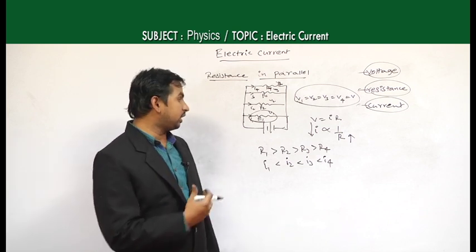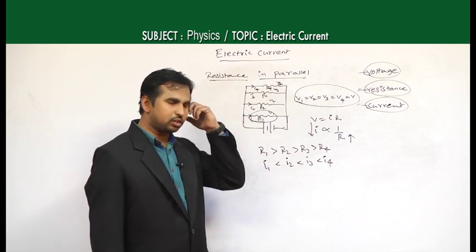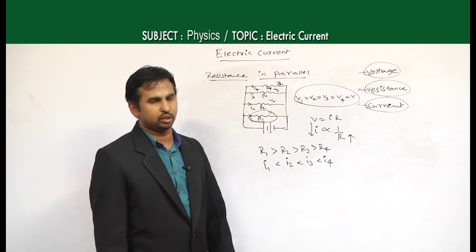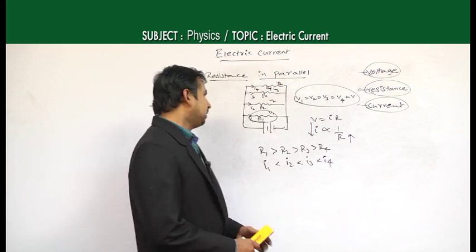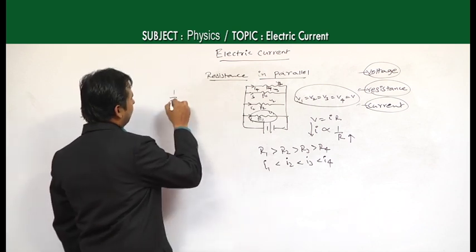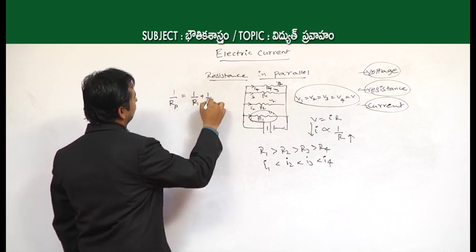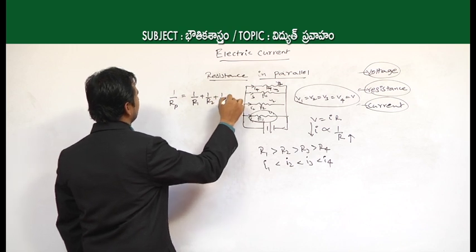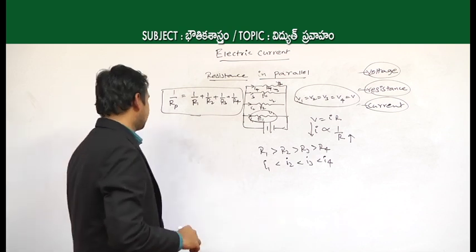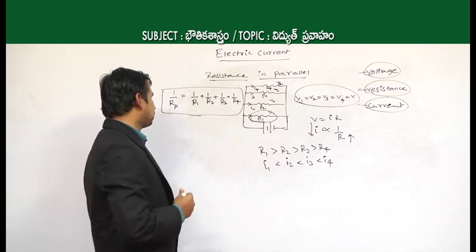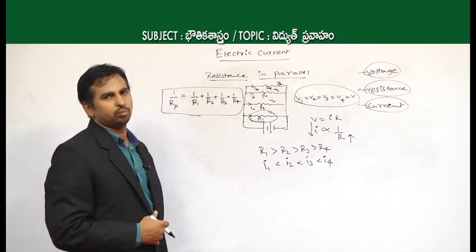But here, as the resistance is more, the current carried is less. If the resistance is less, then the current carried is more. If you arrange resistances in parallel, then the equivalent resistance becomes: 1 by R is equal to 1 by R1 plus 1 by R2 plus 1 by R3 plus 1 by R4, because the current varies depending on the resistance. Finally we get the equivalent resistance Rp as 1 by R1 plus 1 by R2 plus 1 by R3 plus 1 by R4.